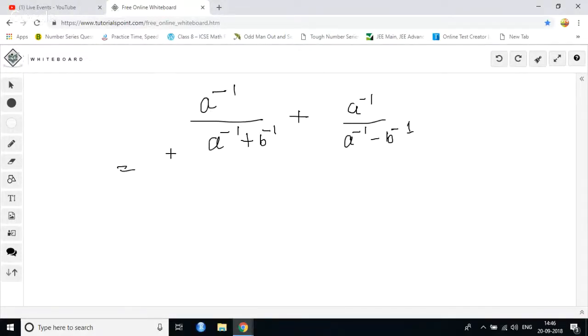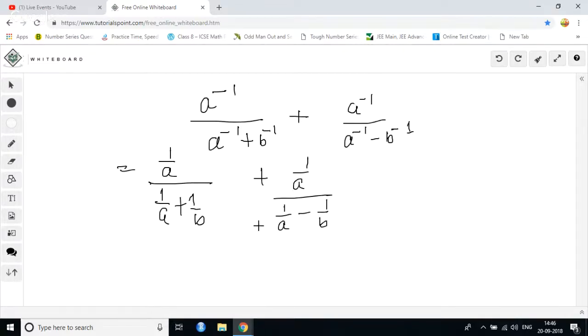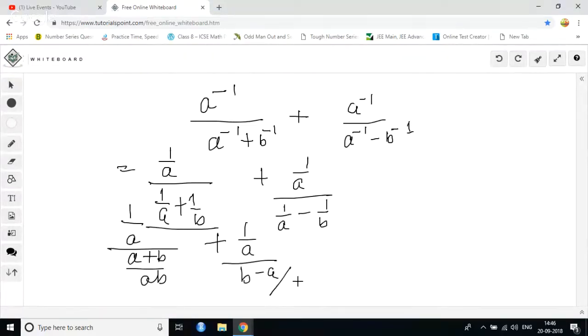So what I'll do is negate this minus 1 by writing 1 by a divided by 1 by a plus 1 by b, and this I'll write as 1 by a divided by 1 by a minus 1 by b. Now how do you do it? First I solve the denominator. This is 1 by a divided by a plus b divided by ab, and plus 1 by a divided by b minus a divided by ab.